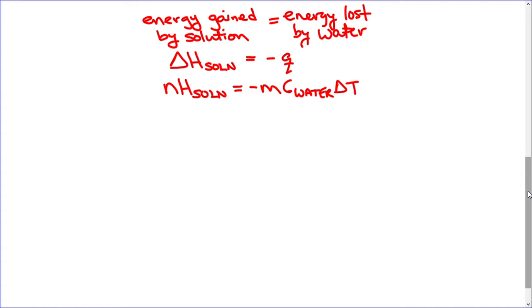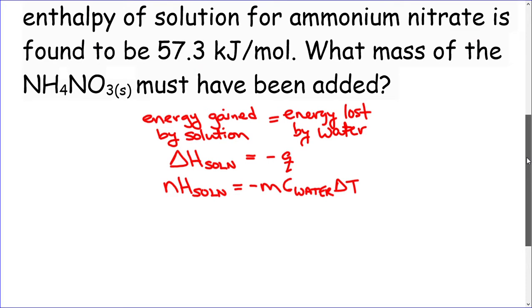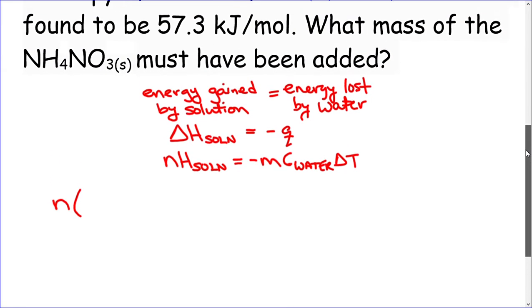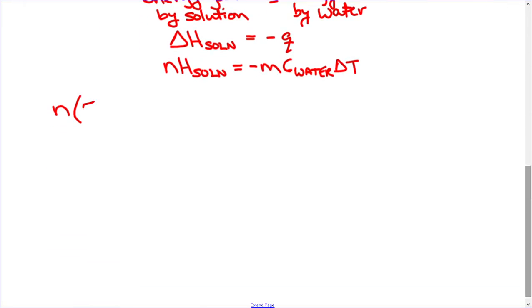So let's start left to right and fill in what we have here. My amount, I don't know what this is right off, because that's what the question is asking for. What mass of NH4NO3 must have been added in? So I don't know what n is right off. But I do know that my solution, it does tell me, is 57.3 kilojoules per mole. So 57.3 kilojoules per mole is a molar enthalpy. That's absorbing energy in this case.